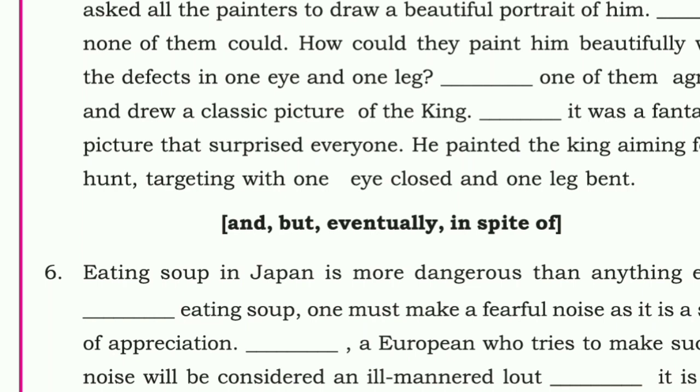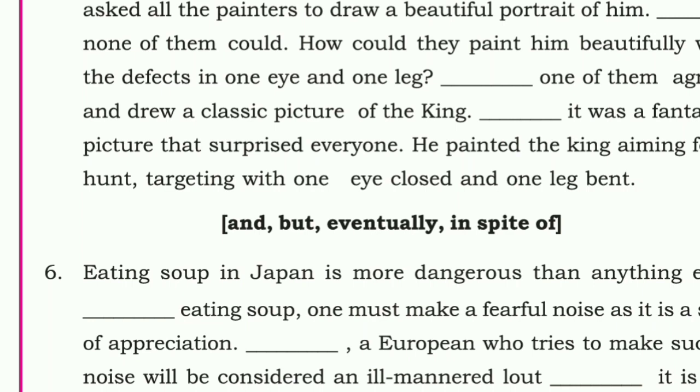There was a king who had one eye and one leg. In spite of that, even though, right, the meaning is even though. In spite of that, he asked all the painters to draw a beautiful portrait of him. The meaning of in spite of is "hagidru kuda". In spite of that, he asked all the painters to draw a beautiful portrait of him.